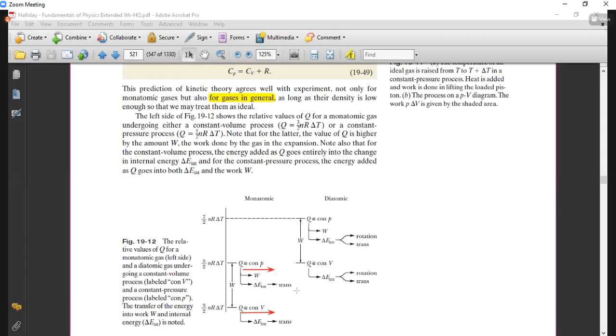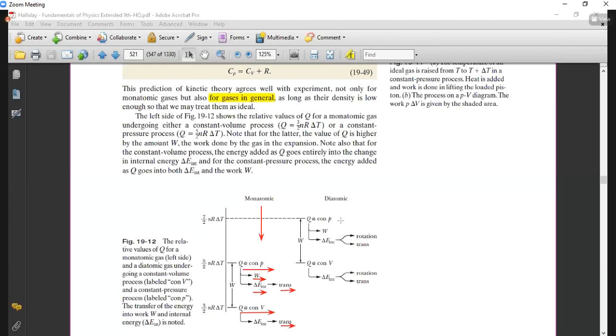It will only consist of the translational energy for both cases, because we are dealing with the monatomic gas, as you can see here that they have mentioned. And in the constant pressure process, the heat is also doing some work in both cases, not only increasing the internal energy but also increasing the volume. While in the constant volume process, it is only increasing the internal energy, meaning that it is only increasing the translational kinetic energy of the atoms here.